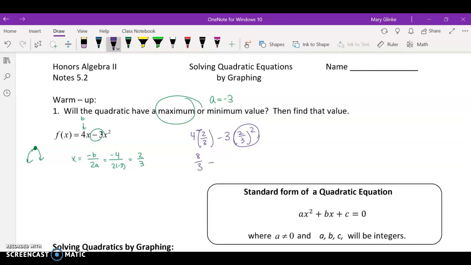So we're going to get 8/3 minus 3 times, and we're going to square the numerator and the denominator, which makes it 4/9. And then that's going to reduce. So we have 8/3 minus 4/3. So our vertex here would be at 2/3 comma 4/3 when we get those together. So the maximum value is just how high this graph is going to go. So the maximum value would be 4/3.